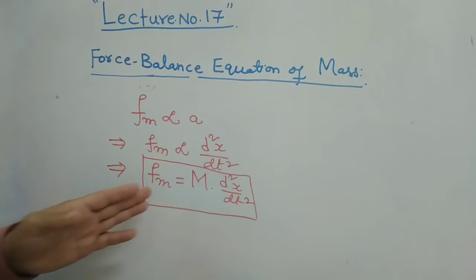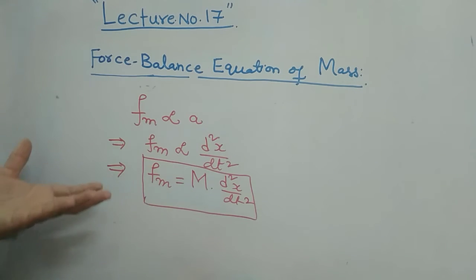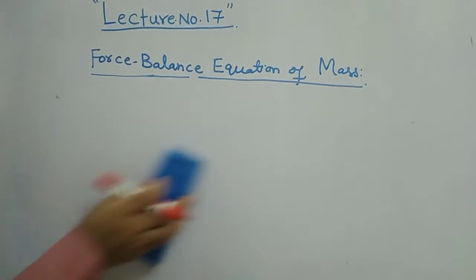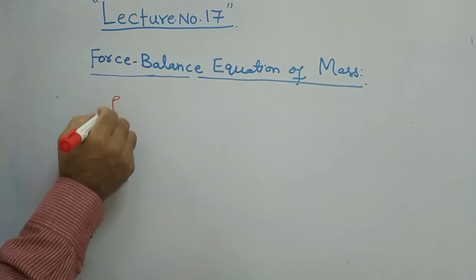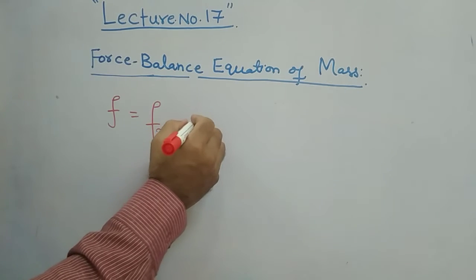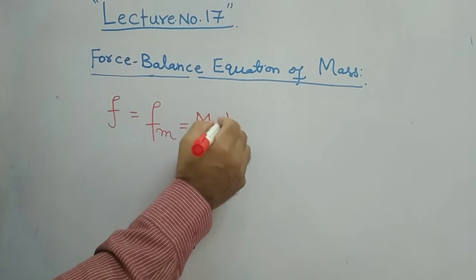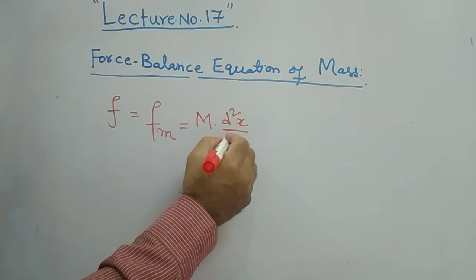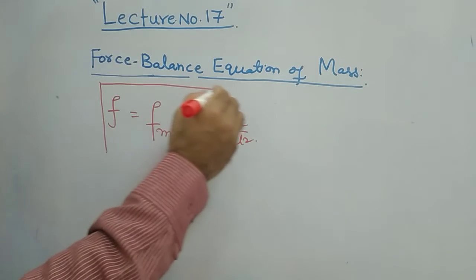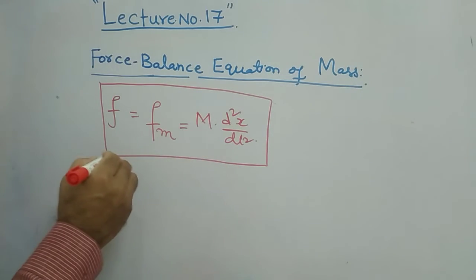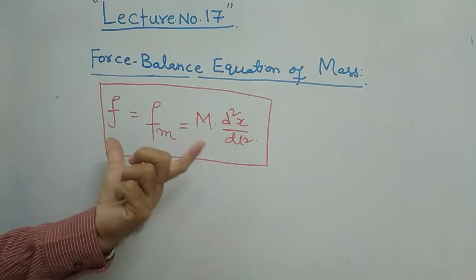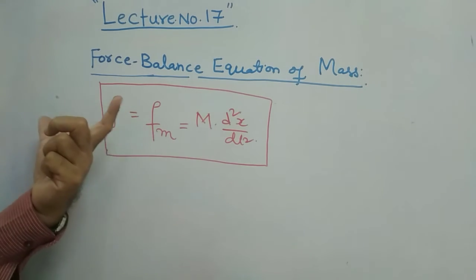Now this Fm is equal to your applied force. So the applied force F is equal to Fm, and Fm is equal to m into d square x by dt square. This is a very important equation you need to remember. This is the force balance equation for the mass element.